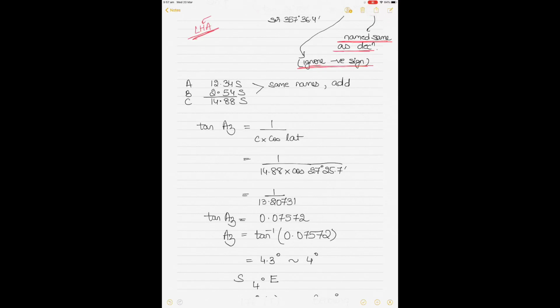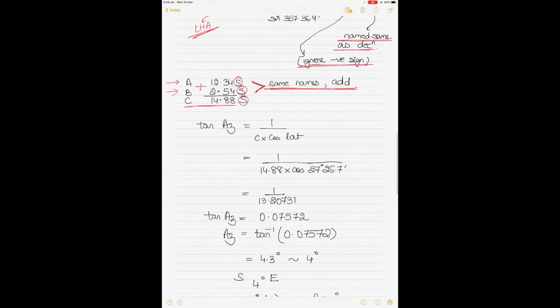Once you get your A and B, put the values here: A and B, 12.34 south, 2.54 south. The rule is, if they are same names, you will add them. If they are different names, you will subtract them. So in this case, they are both south, so C will also become south and you will add them. Once I add them, I get C as 14.88 south.